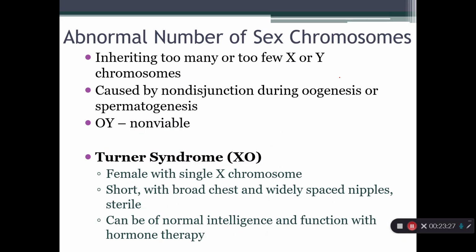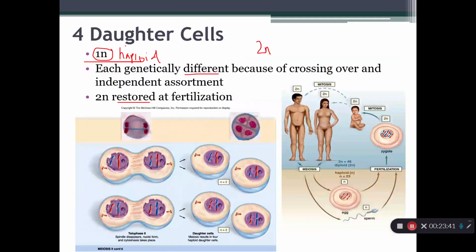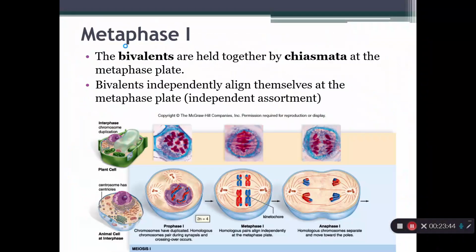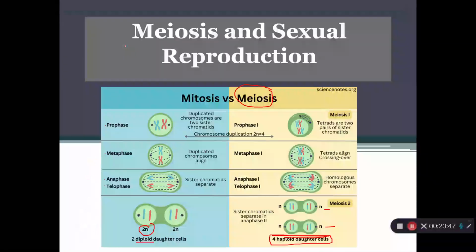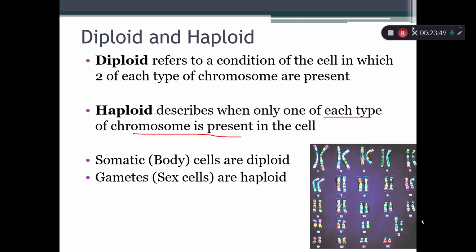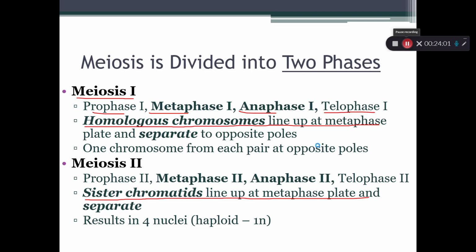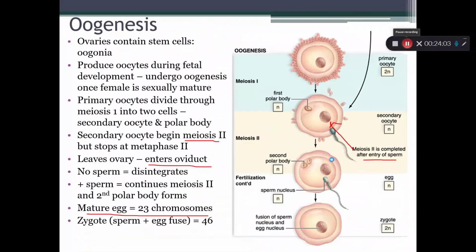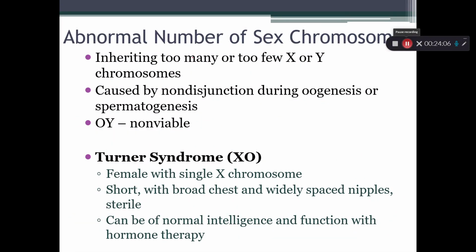Okay, abnormal number of sex chromosomes. XY is a male, and XX is a female. If you didn't already know that, write it down. The Y is real short. Let me go back to this karyotype. I'll show you. Well, there it is. If you look right here at this picture, there are 22 pairs of chromosomes, and then this one is the sex chromosome. This is a male. It's XY. Females have XX.